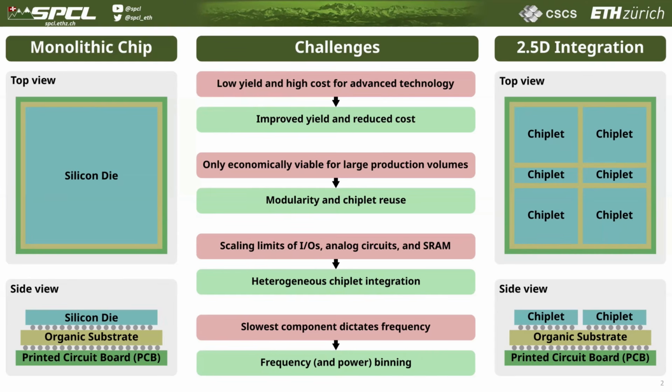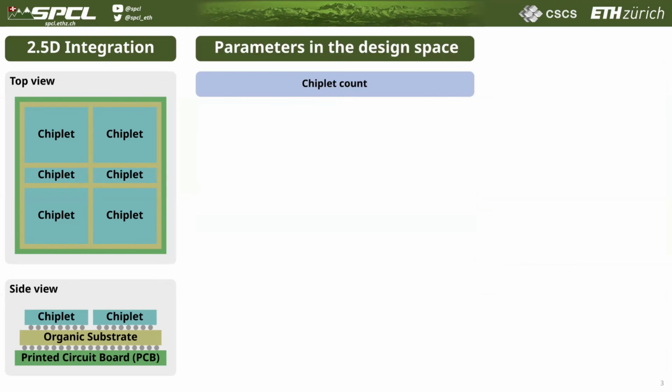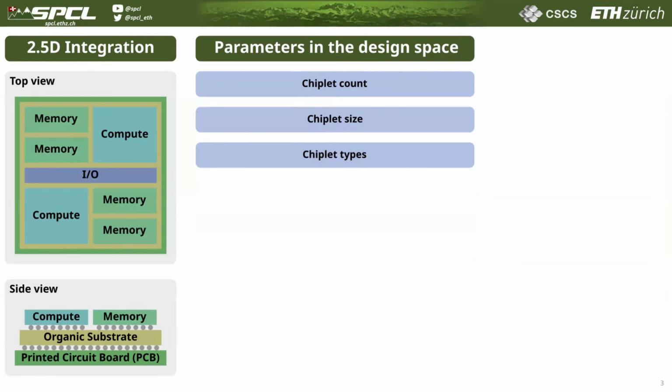So now you are hopefully convinced that chiplets are great. However, they also come with some challenges. And one of the biggest challenges is to provide a high throughput and low latency inter-chiplet interconnect to provide connectivity between chiplets. When designing such an interconnect, we have a really large design space, since there are a lot of different parameters. For example, the number of chiplets, the size of chiplets, but also the types of chiplets.